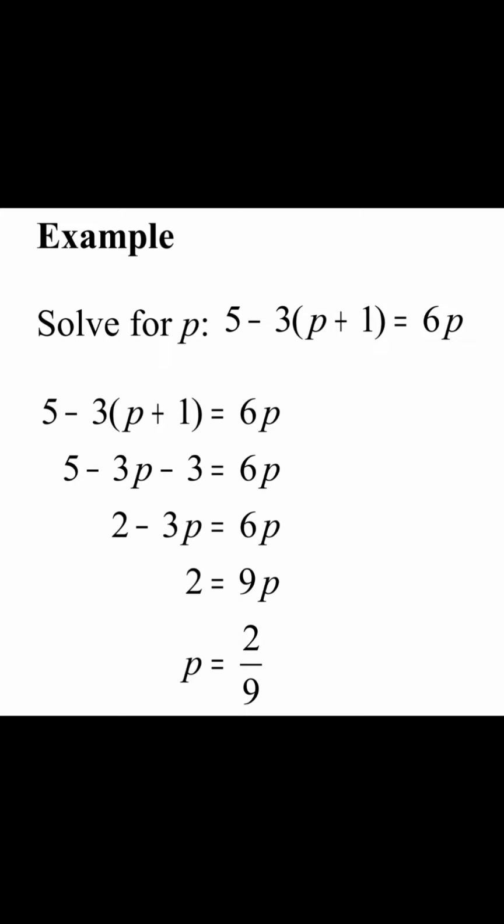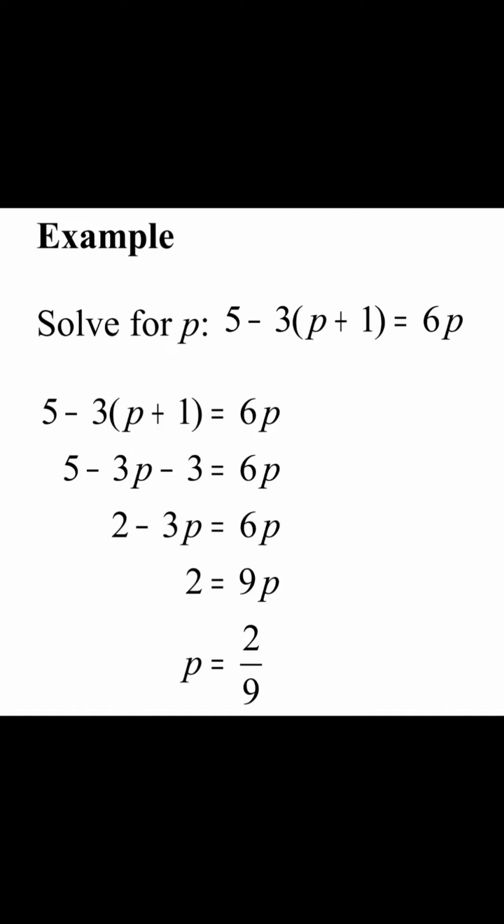And if you look at the previous line, that could be read as 5 plus negative 3p minus 3 equals 6p. Anyway, that can be a bit confusing if you're looking at it in that sort of view, but you try to make sense of the signs, and that's another way of reading it. Sometimes you have to read it like that to get more clarity. So the third line, 2 minus 3p equals 6p.